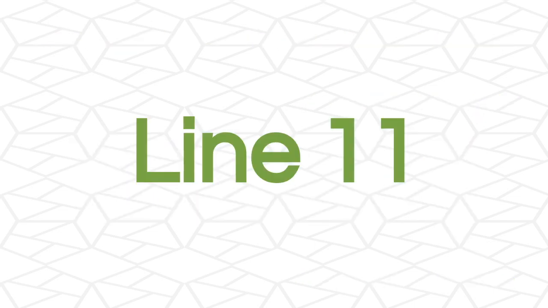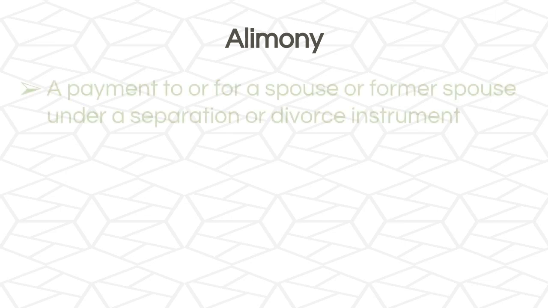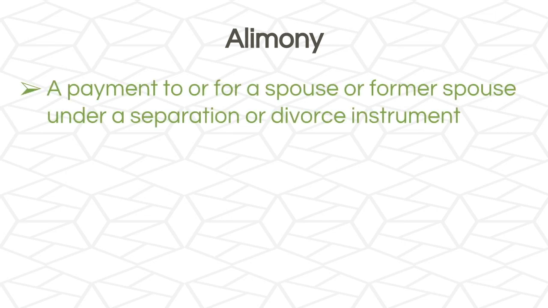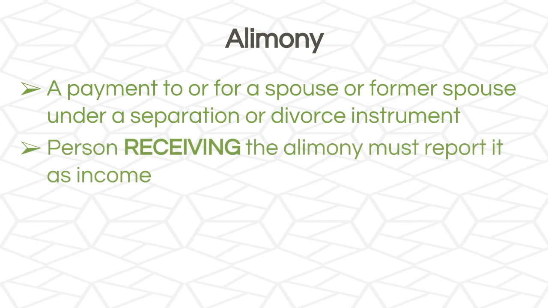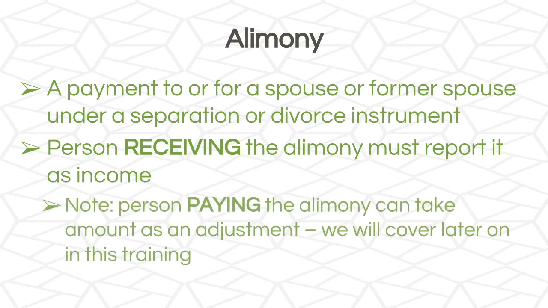Let's move on now to line 11. Now, alimony is a payment to or for a spouse or former spouse under a separation or divorce instrument. And the person receiving the alimony must report it as income. Note, the person paying alimony can take that amount as an adjustment, and we'll cover this in our Unit 2 training.